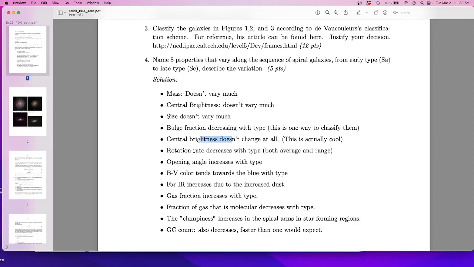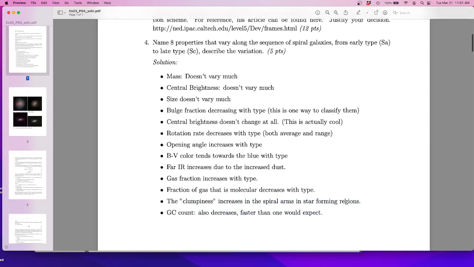The rotation rate decreases with type. The opening angle increases, so A-types have tighter arms. The B-V color gets bluer with the later type galaxies. The infrared increases, more dust in the later type galaxies. The gas fraction increases with later type galaxies. The fraction of gas that is molecular decreases with type. The clumpiness increases and the globular cluster count increases.